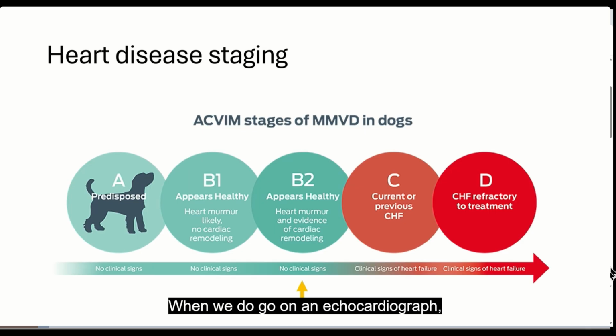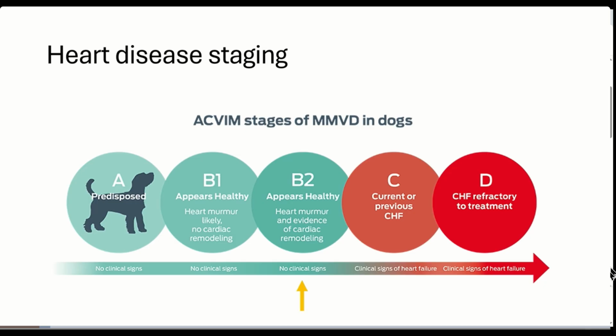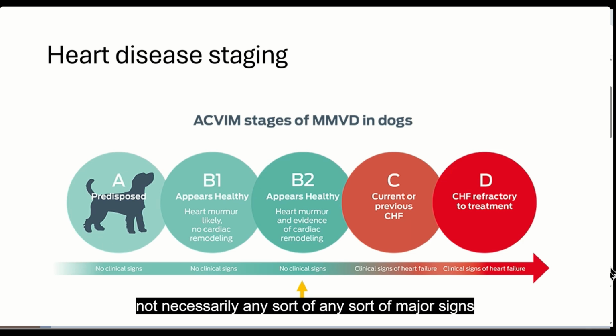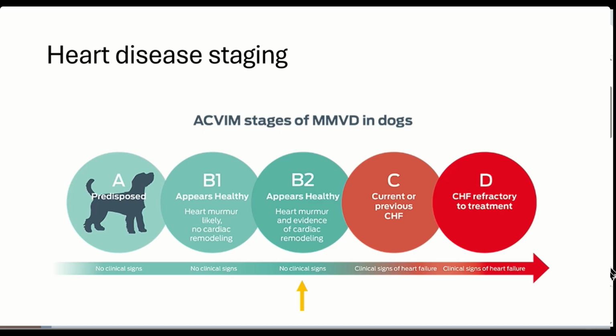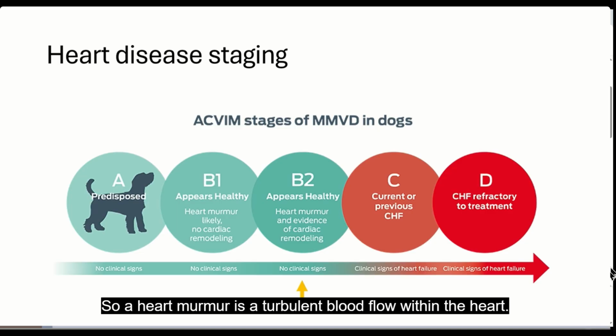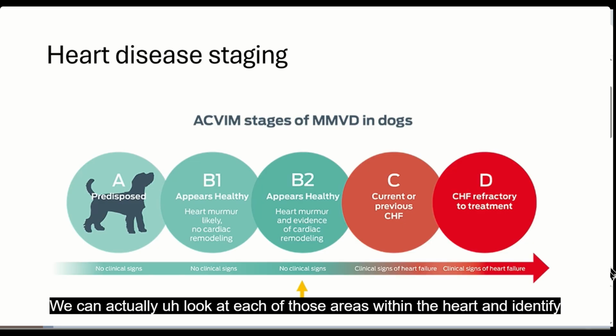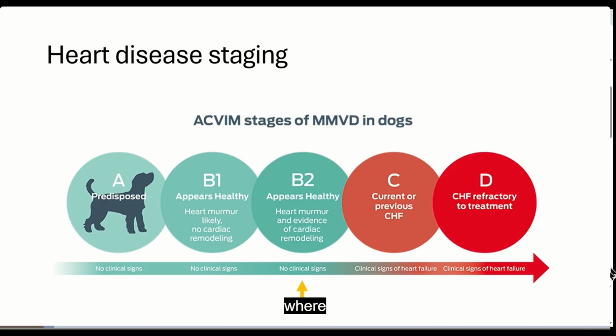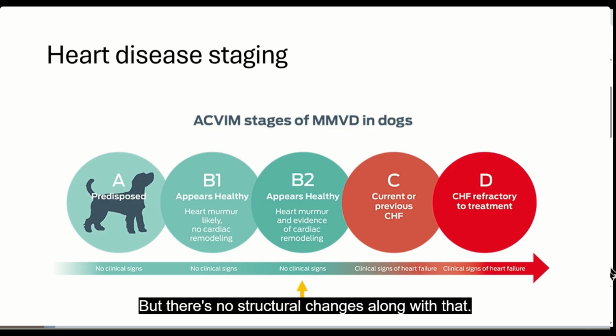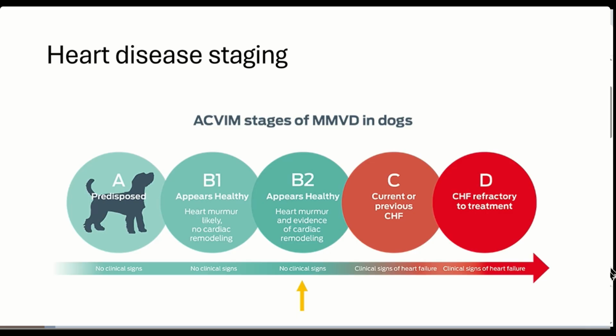When we do go on and echocardiograph a B1 patient, we don't see any cardiac remodeling. So there's no chamber size enlargement. There's not necessarily any major signs or component of structural changes within the heart, but we can identify the cause of the heart murmur. A heart murmur is turbulent blood flow within the heart, so by using colour flow Doppler, we can look at each of those areas within the heart and identify where that murmur is coming from. But there are no structural changes along with that.